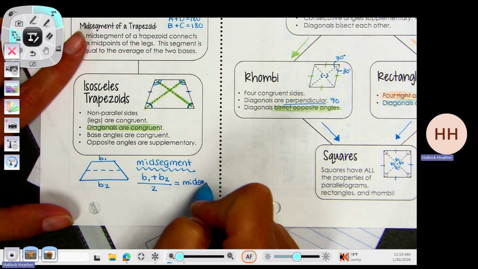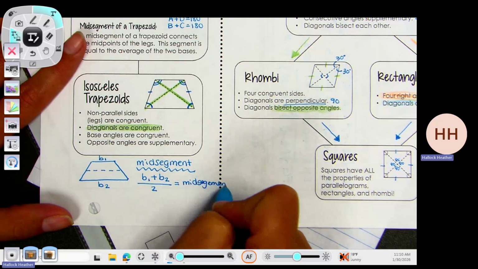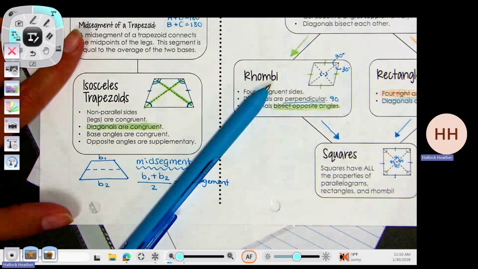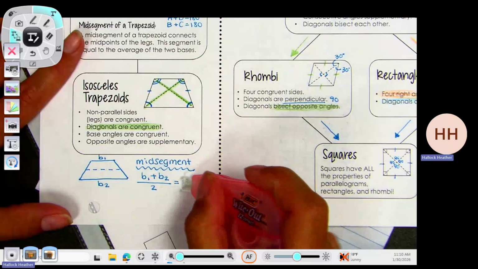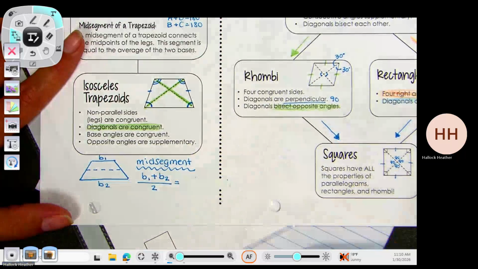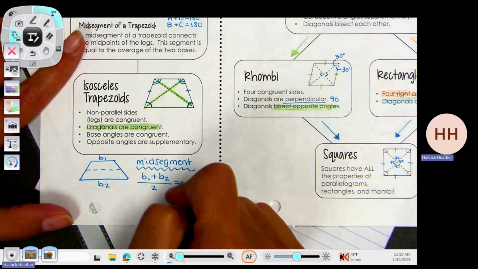Oh my God, if I can write. Yeah, then I spelled that wrong. Don't look at that. That's bad. Hold on. Mid-segment. I swear I can spell. Kinda. Mid-segment.